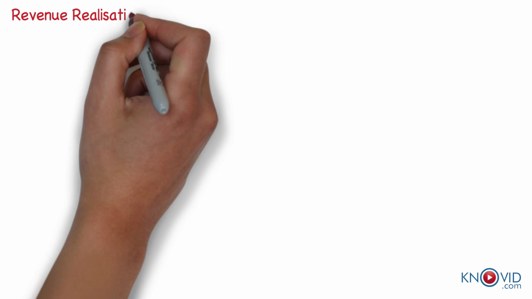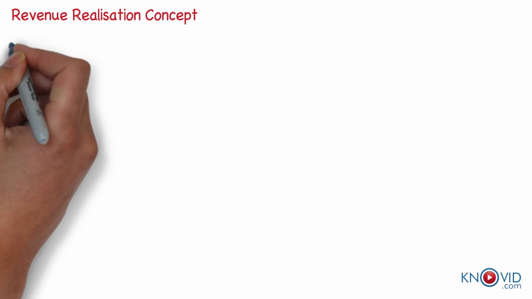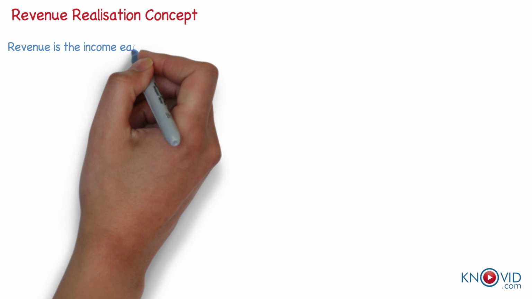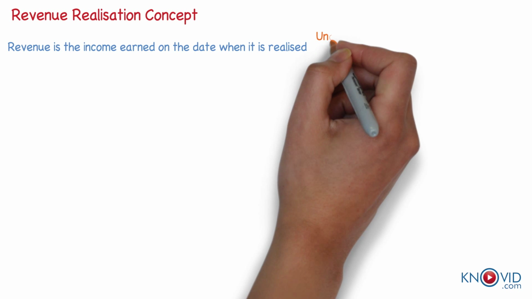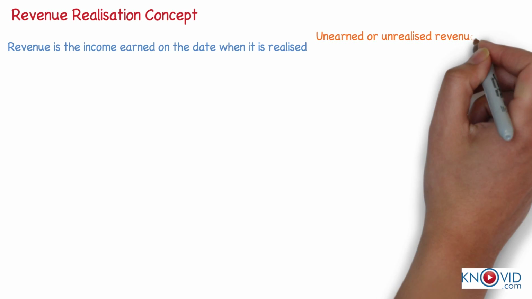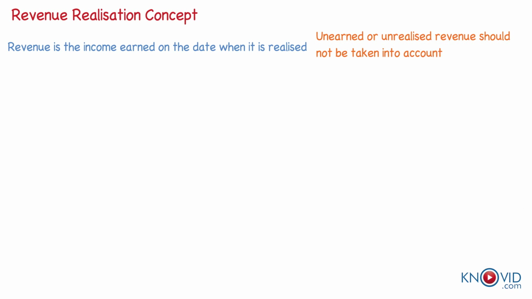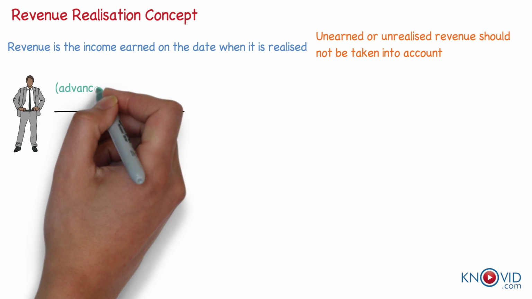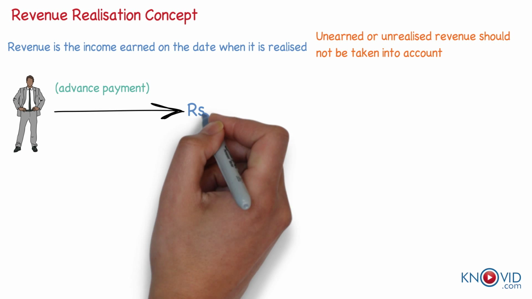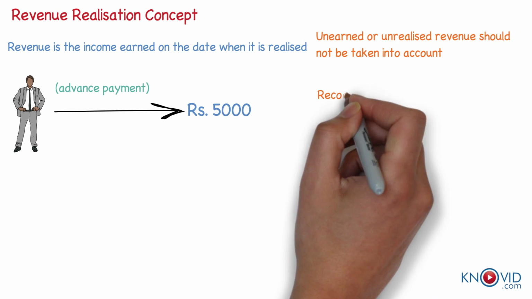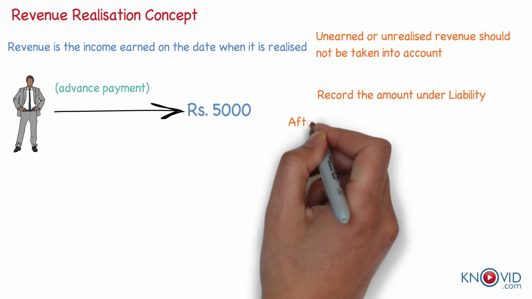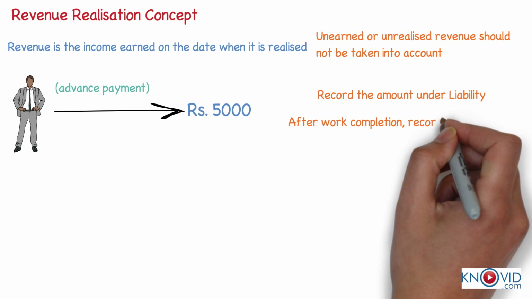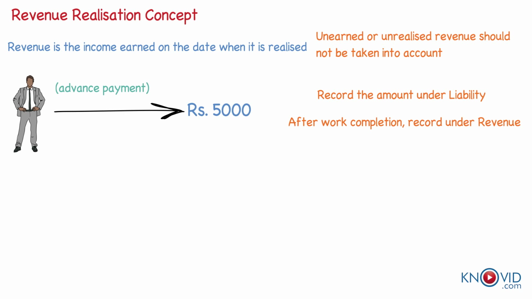As per the revenue realization concept, revenue is considered as the income earned on the date when it is realized. Unearned or unrealized revenue should not be taken into account. For example, when a customer makes an advance payment of say rupees 5,000, it should be recorded under liability as work is not yet complete. Once the work is complete, it can be recorded in the revenue section.